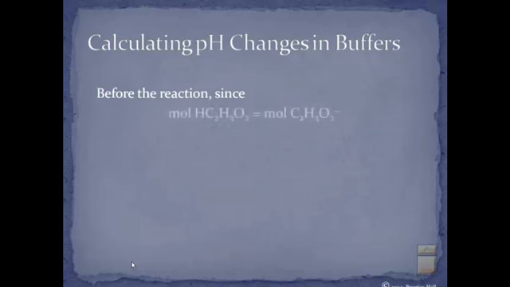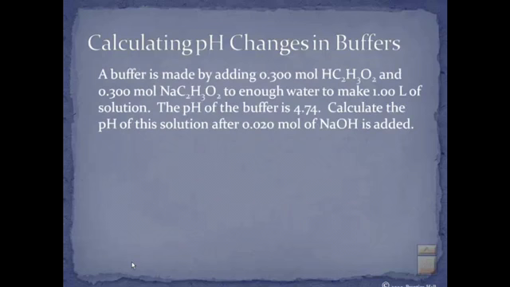Okay, so before the reaction, the number of moles of acid is equal to the number of moles of the salt base. They did that on purpose because anytime you have that, it makes it really nice to calculate your pH and your pKa. Okay, the pH of this buffer solution is 4.74. Alright, so 4.74, remember what this means.